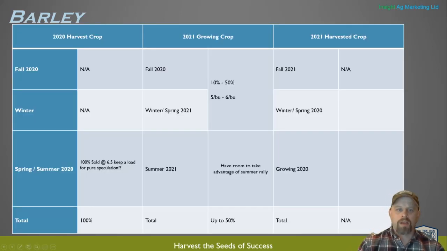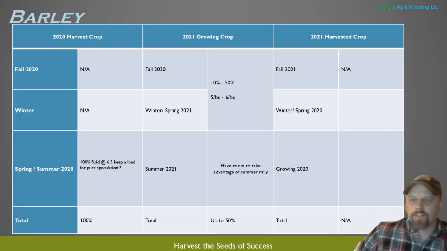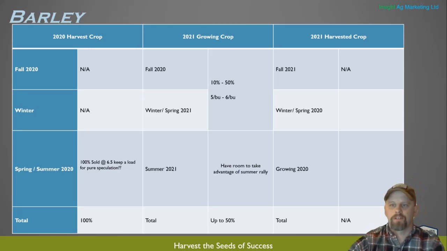So again, on the barley, if you've got stuff left, there's nothing wrong with selling it in this $6.50 range if you can get that, and that's an FOB price, right? I know there's people paying it. And then for your new crop, 10 to 50%, between $5 and $6. That's good money in your jeans, right? Most guys have never seen barley at $6, right? And then again, have some room to take advantage of a summer rally, right?